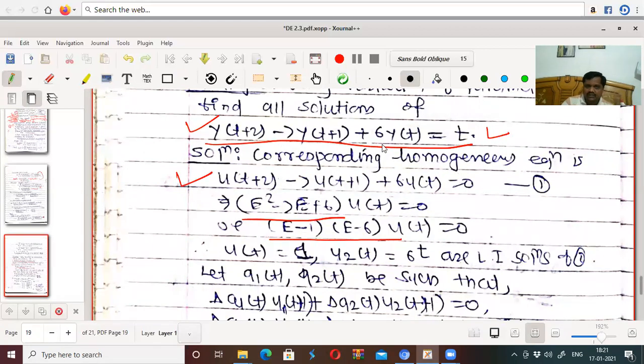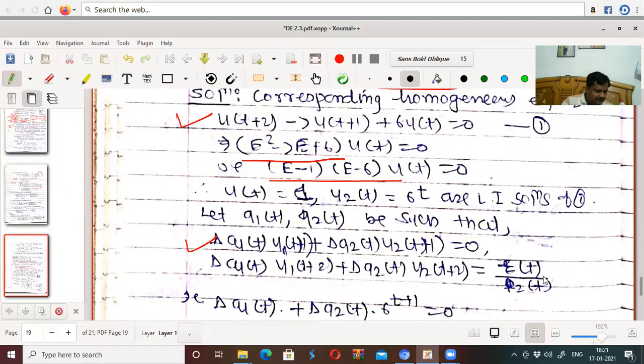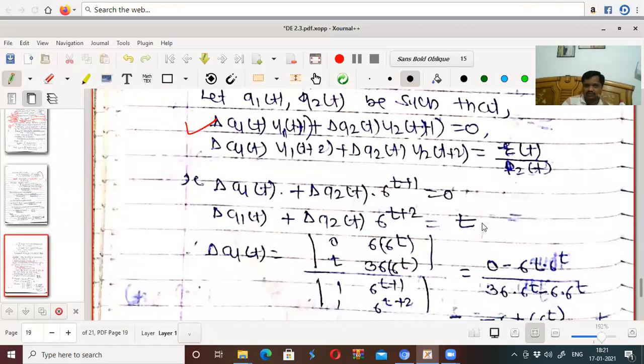So once you know u1t, u2t, let a1t and a2t be such that these two conditions are satisfied. That is delta a1t u1t plus 1 plus delta a2t u2t plus 1 equal to 0. And the second condition is what? Delta a1t u1t plus 2 plus delta a2t u2t plus 2 equal to rt upon p2t. What is rt here? rt means the right hand side of the non-homogeneous equation. And what is meant by p2t? p2t is the coefficient of yt plus 2. What is p2t here? It is 1. What is rt here? t. So t upon 1, so we only get t.